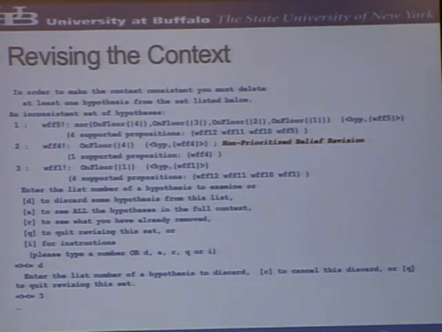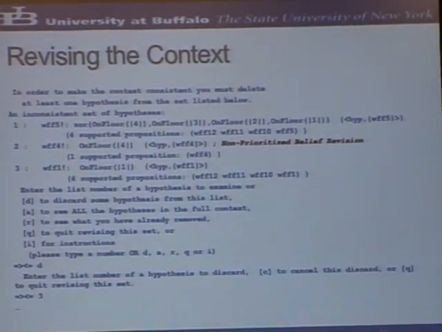So here's what happens next. It says, in order to make the context consistent, you must delete at least one hypothesis from this set below. With five, that is, you're on exactly one of these floors at a time. And by the way, there are four. This supports four propositions. The proposition on floor four, which was a hypothesis and supports one proposition, namely itself. And with one, the proposition that you're on floor one. Now, where does this come from, that list of three propositions?